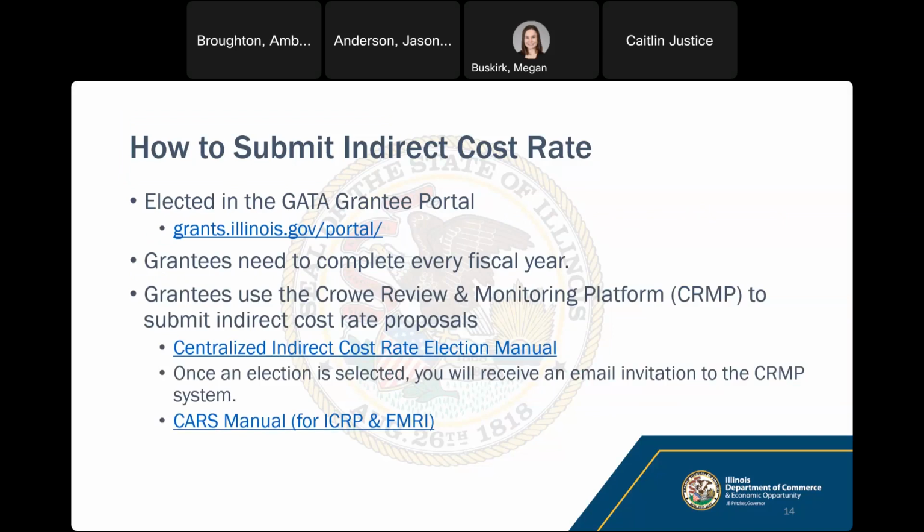The grantee will select their indirect cost rate election in the State of Illinois GATA Grantee Portal. Each grantee is expected to complete the indirect cost rate proposal process every fiscal year, except for the de minimis and the waive elections, which remain in effect until the grantee changes their election type. And this is based on the grantee's fiscal year end date, not the State of Illinois fiscal year end.